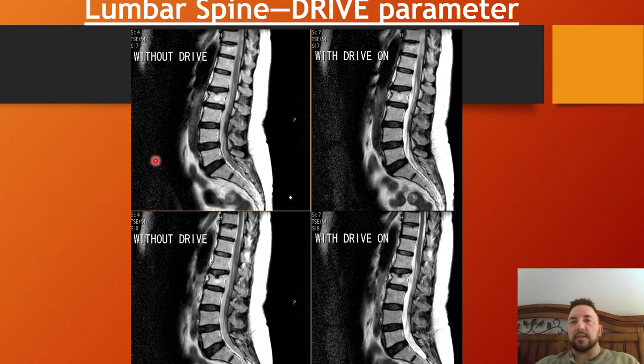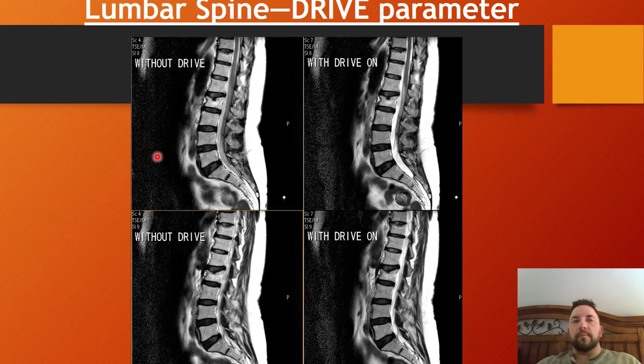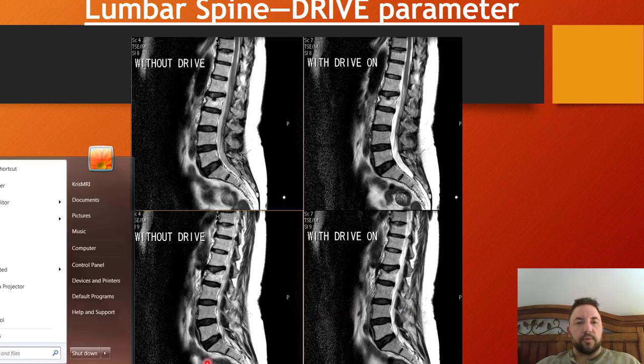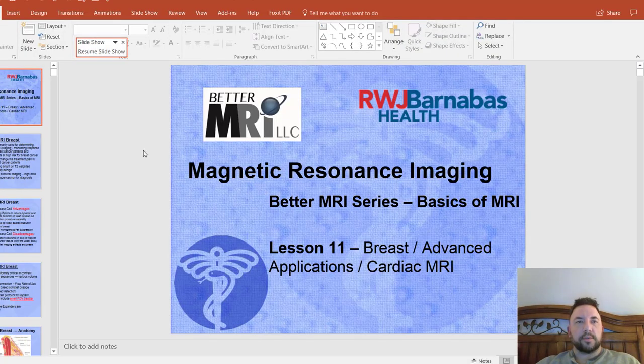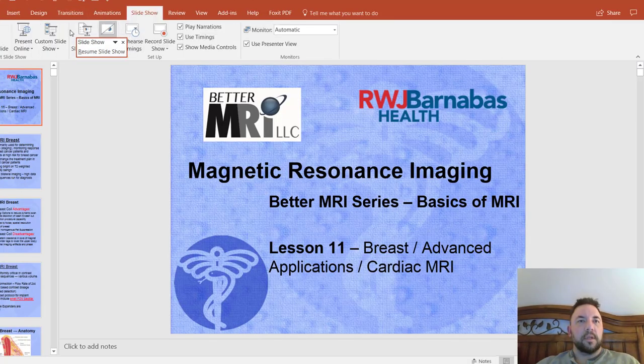On Siemens magnets, this is restore. I'll be sending you guys a file that'll be attached to the link to this recording, where you'll be able to access the information regarding this. We're going to switch off now to the other lesson. If you would turn to lesson 11, and we'll continue with advanced imaging, breast, and cardiac MR.